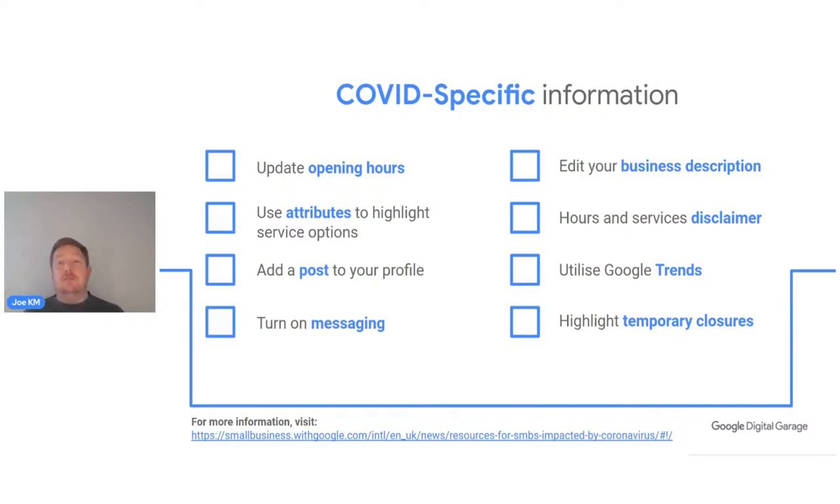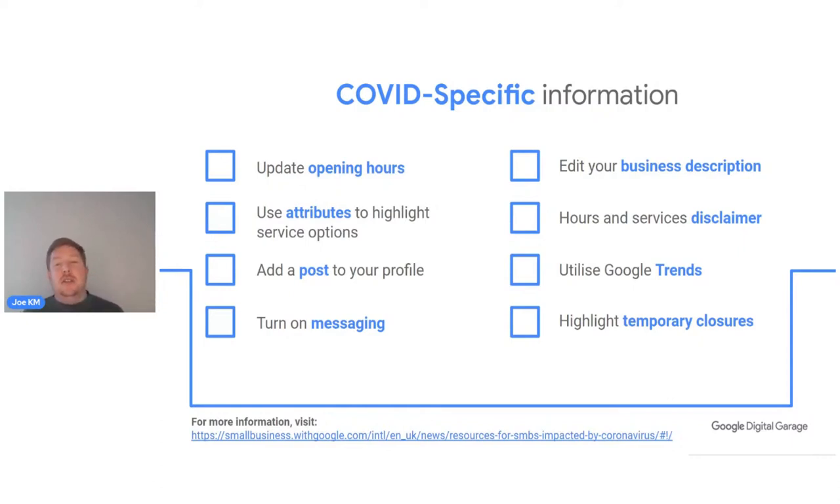Add posts to your profile. Make this a weekly thing. Make this a monthly thing. Make this something that's relevant so that you are updating it, so we don't get that problem that I mentioned in the Lake District. Turn on messaging, as I mentioned before. Edit your business description as you can. Not every day, not every week, maybe, but maybe once a month, once every 4 months. And just keep it fresh and try and keep it up to date.